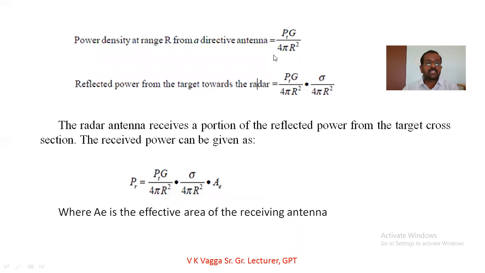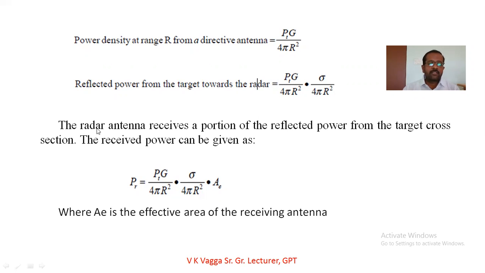After a transmission, a signal is reflected back. So for that purpose, if you take the reflected power from the target towards the radar, it is given by PT into G divided by 4 pi R square, same thing into sigma divided by 4 pi R square. Out of the radiated signal, it is going to reflect only a part of that. So whatever the transmitted signal, if it is multiplied with this factor, it is going to give you the reflected signal.